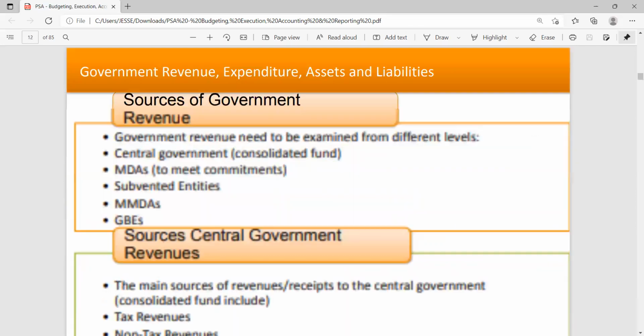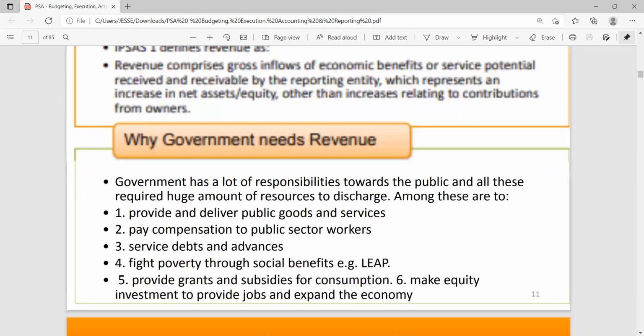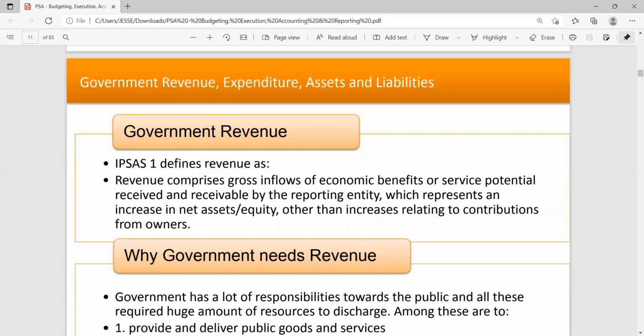Okay, so now we are going to zoom into a different topic. Now let's talk a little bit about government revenue, expenditure, assets, and liabilities. So how is revenue defined? Revenue is basically defined as gross economic inflows.